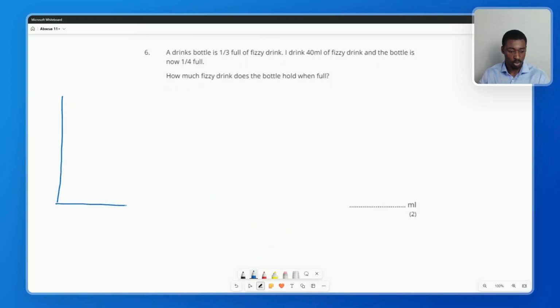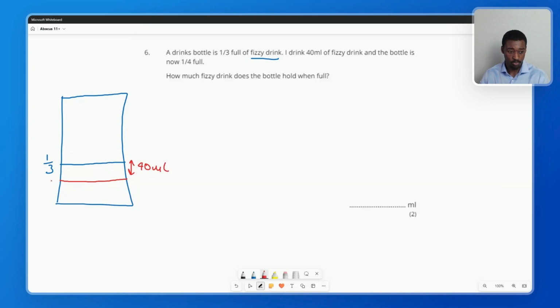So we have a drinks bottle. Here's our really badly drawn drinks bottle. Maybe it's a carton of juice, whatever. And then we're told this drinks bottle, which is actually a fizzy drink, not a carton of juice, is a third full. So about here, right? Then we're told that this person who is clearly thirsty drinks 40 milliliters. So let's say that's 40 milliliters of this fizzy drink.